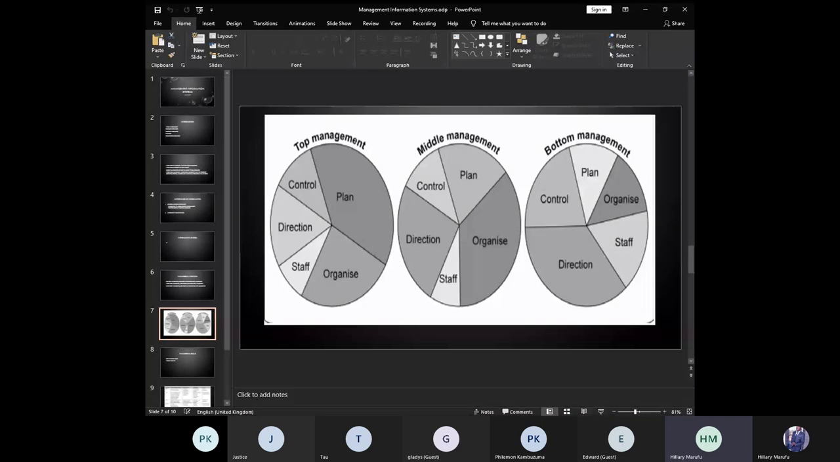In terms of control, why is it that bottom management has more control decisions than top management? The question is, why does top management have a smaller control, yet they're the ones who have the organizational vision and mission at hand, while bottom management has a bigger percentage of control?